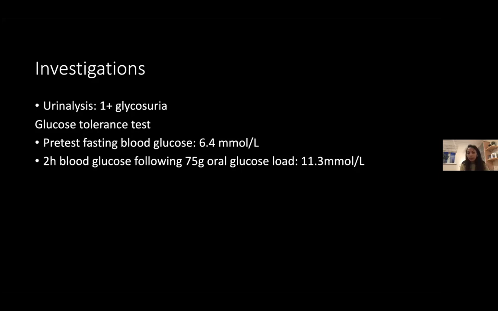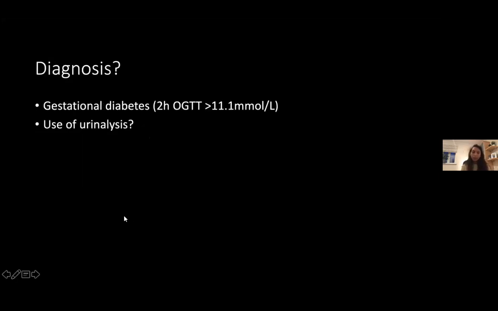Yeah, so we're thinking about gestational diabetes over here, because the 2-hour OGTT is more than 11.1. And what's the use of the urinalysis here? Because if we go back, it said that there was glucose in the urine.